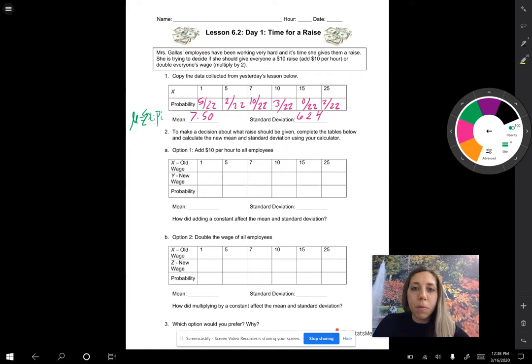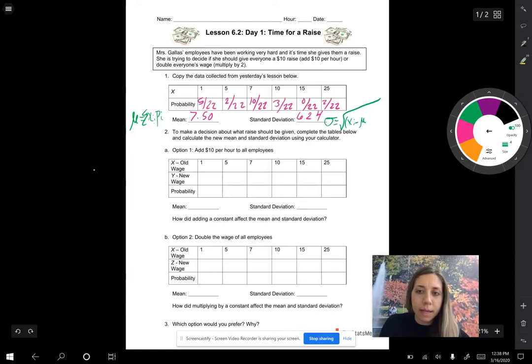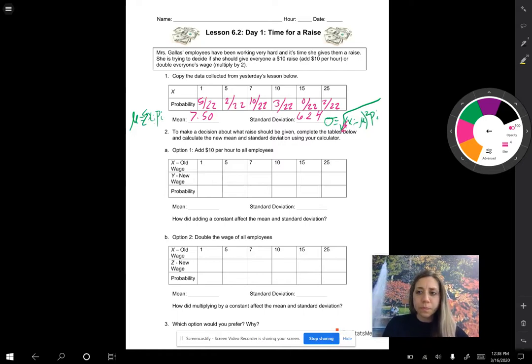A little bit more in depth was your standard deviation formula, and that was the square root of all of your xi's minus the mean, squared, times their probabilities. And remember, I'll change the color so you remember that you have to then add those all up as well and take the square root so that you actually have the standard deviation and not the variance.